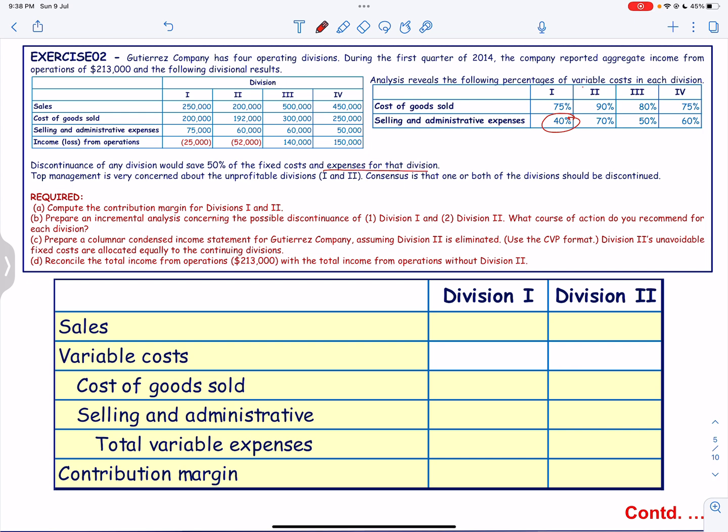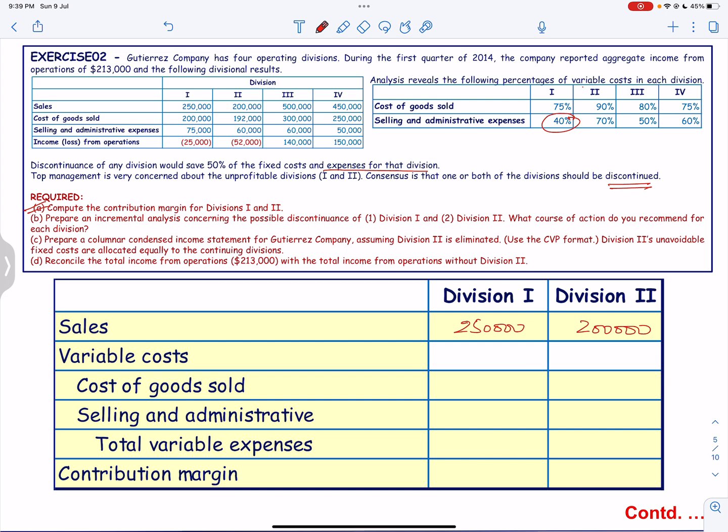Top management is very concerned about the unprofitable divisions, division 1 and 2. Consensus is that one or both of the divisions should be discontinued. So first of all, they asked to compute the contribution margin for division 1 and division 2, and contribution margin is sales minus variable cost, or rather the total variable cost. Now the sales for division 1 and division 2 are 250,000 and 200,000.